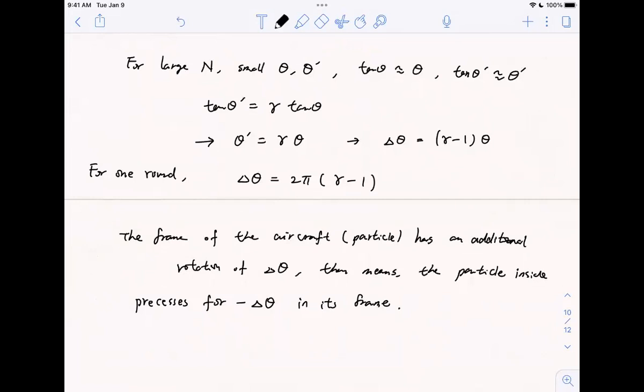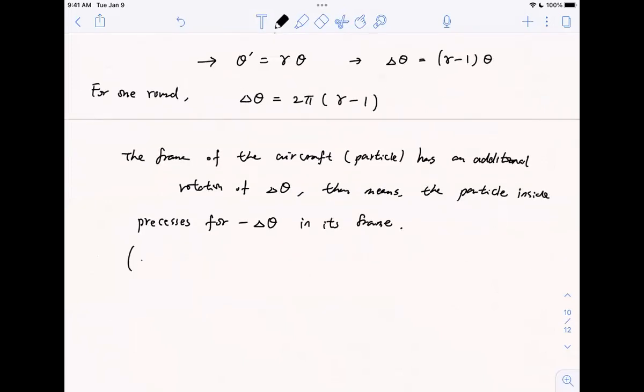So you should consider this. There's a particle inside the plane. The plane has an extra rotation. But the particle itself never feels it is moving or rotating, right? In the particle's frame, it is always stationary. But the plane is turning, and turning faster than expected. So the particle will feel there's a precession going to the negative angle. You imagine there's a plane, the frame. You are inside the plane. The plane is turning, and due to the relativistic effect, in the plane's angle there's an additional rotation. So the particle inside precesses by this in its frame.